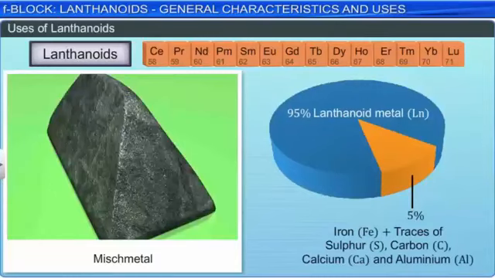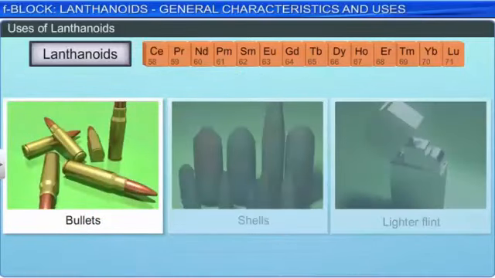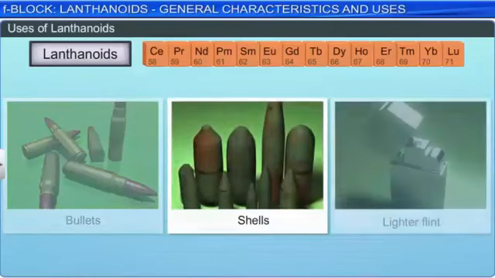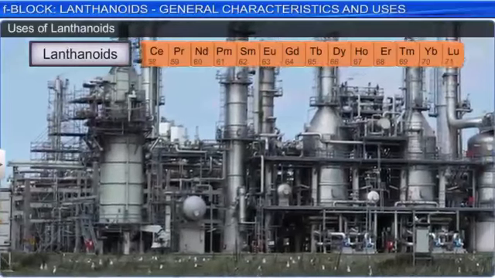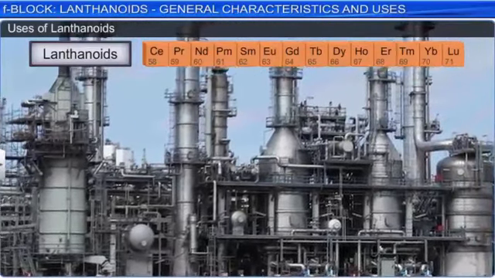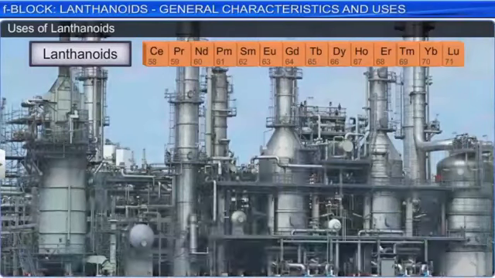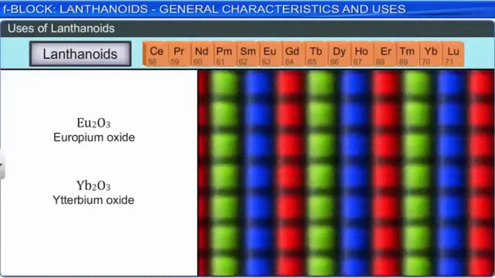Mixed oxides of lanthanoids are used as catalysts in petroleum cracking. Some individual lanthanoid oxides, such as europium oxide and terbium oxide, are used to produce the red colors on television screens. The oxides of praseodymium and neodymium are used in glass, such as in television screens, to reduce glare.